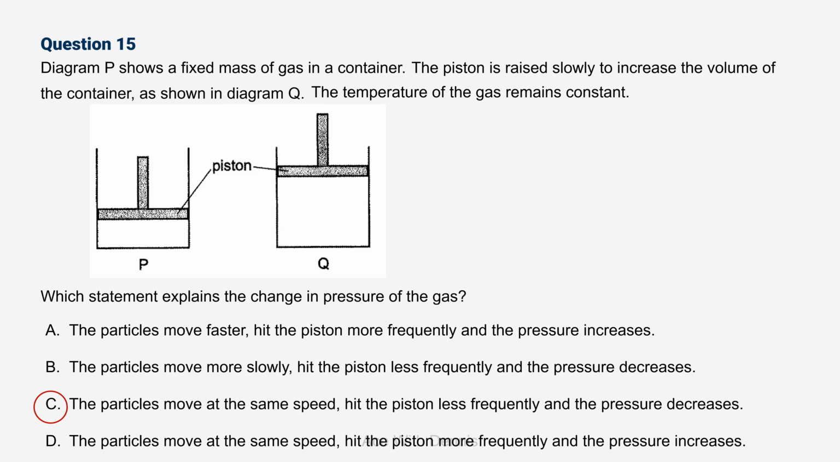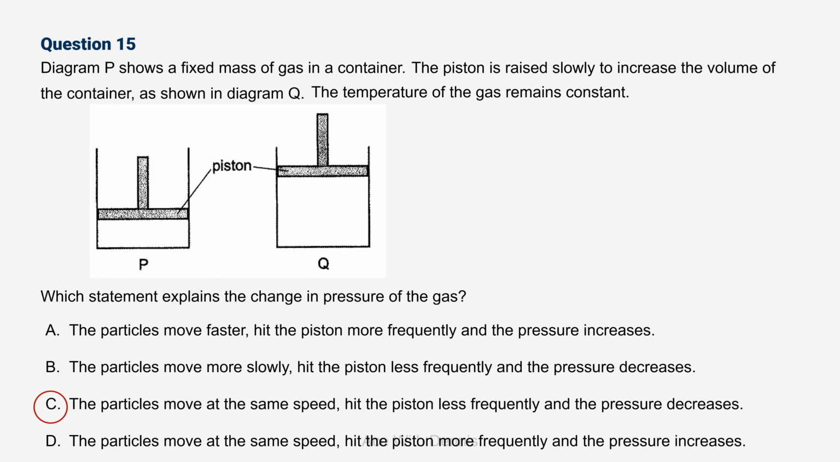The answer is C. The particles move at the same speed, hit the piston less frequently, and the pressure decreases. Option A is incorrect because the particles will move faster only when we supply energy or the temperature increases. Likewise, option B is incorrect as well because the particles will move more slowly only when they lose kinetic energy or the temperature of the gas decreases. For D, since there is more space as the piston is raised, the particles will hit the piston less frequently.